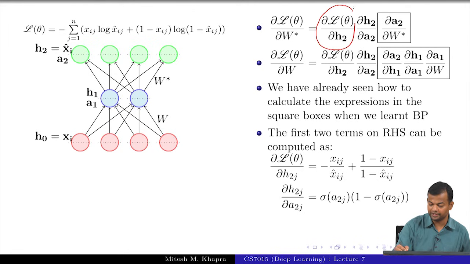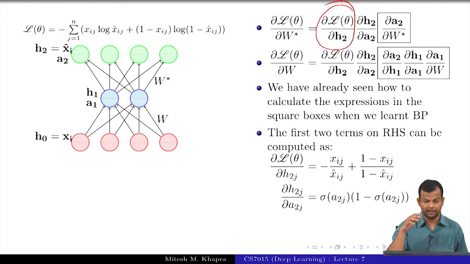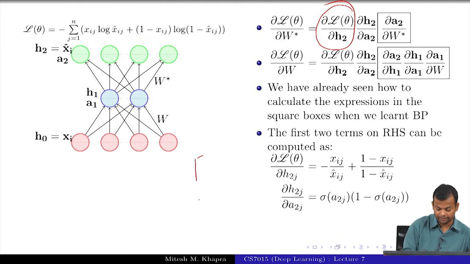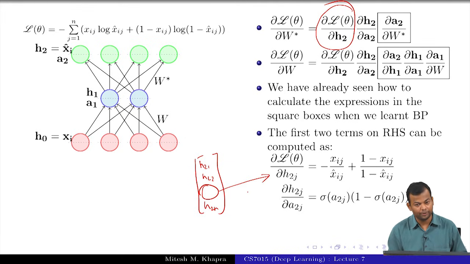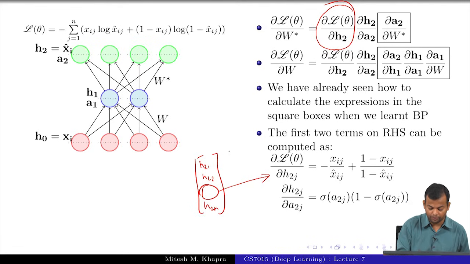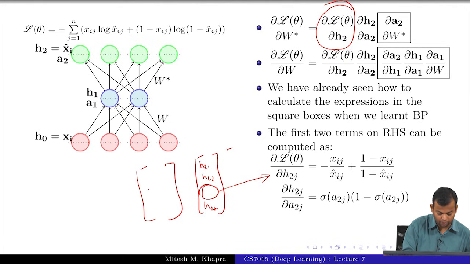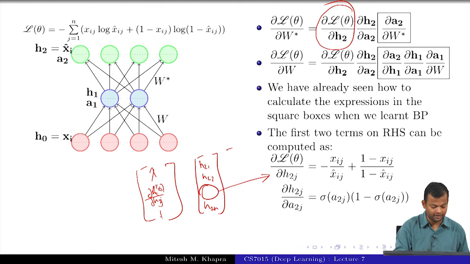I'm interested in computing this dou L theta by dou H2. This is the derivative of a scalar quantity with respect to a vector, so it's going to be a vector. I'm going to follow our usual recipe, which is H2 is equal to H21, H22 up to H2n. So I'm going to consider any one of these entries, which is H2j, and compute the derivative of the loss function with respect to this one entry. Once I have that, I'm going to construct the entire gradient. So I'll have this dou L theta by dou H2j, and once I have that expression, I'm just going to generalize it to all the other entries in this vector.